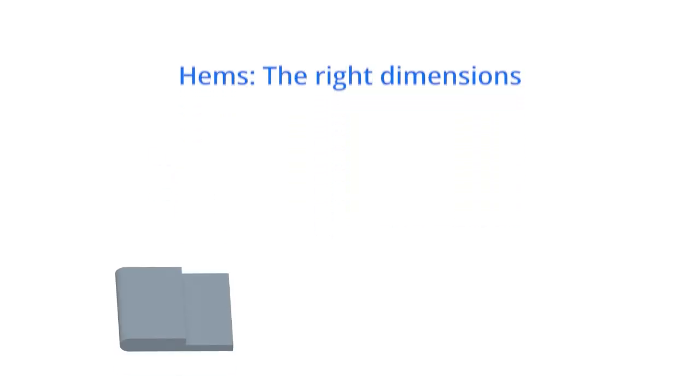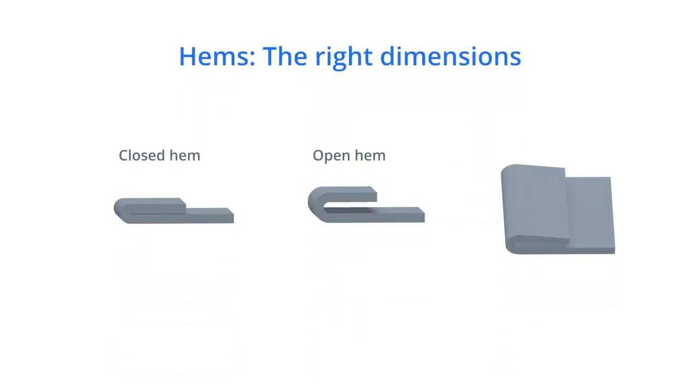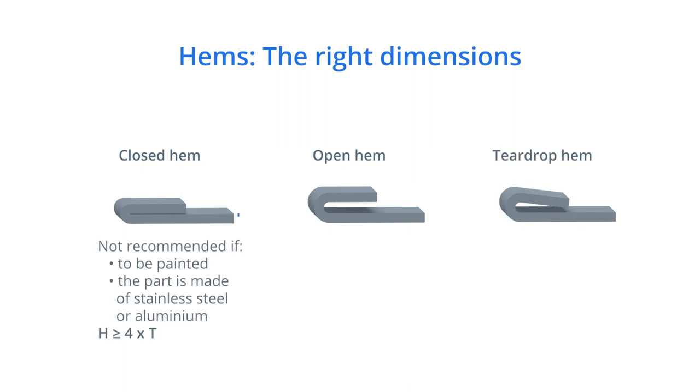Hems are often used to straighten the edges and make sharp edges safer. Closed hems are not recommended if they are to be painted or the part is made of stainless steel or aluminium. Their flange length from outside the bend should be equal to or greater than 4 times the part thickness. The same flange length to sheet thickness ratio applies for open and teardrop hems.